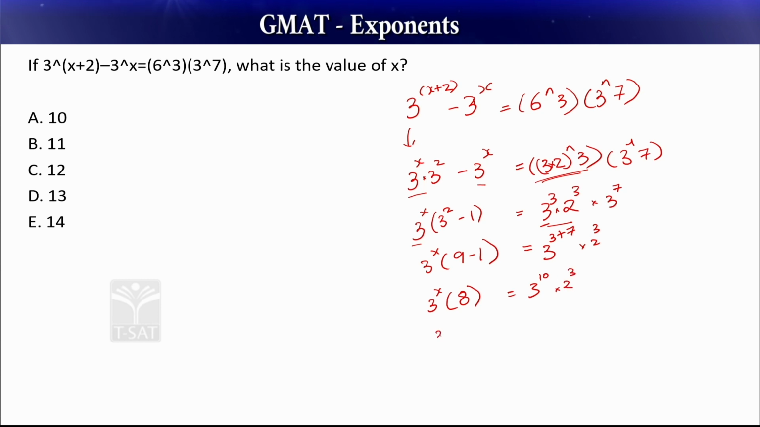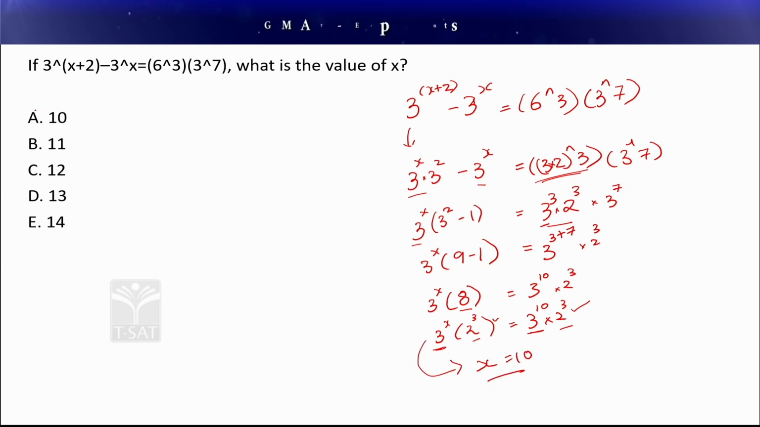So here you can write 8 as 2 cube. 8 is nothing but 2 raised to the power of 3. When you equate it to 3 to the power of 10 into 2 to the power of 3. Here when the bases are the same, you can equate the powers. Here the power of 2 is perfectly matched already. We are only left with 3 to the power of x is 3 to the power of 10. That means that x is equal to 10, which is option A.